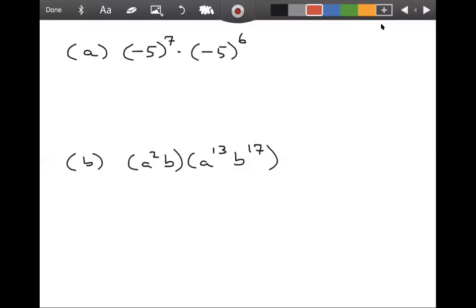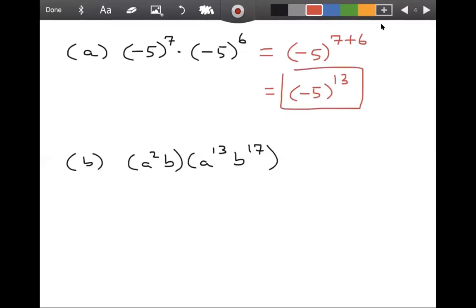All right, so first we have the 7th power of -5 times the 6th power of -5. According to the product rule that we just talked about, that would simplify to -5 to the power 7 plus 6, which is -5 to the power 13. Okay, and that's how they want us to leave the answer. The 13th power of -5 would be a pretty big number. Okay, so we'll just leave it like that.